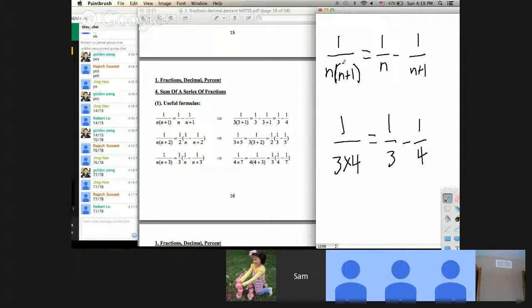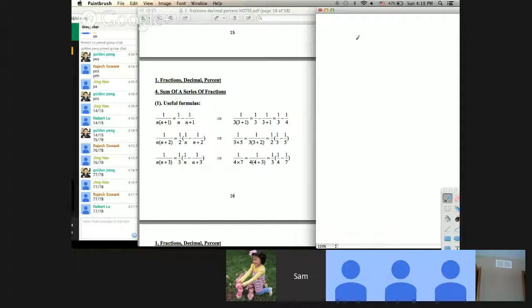So just memorize that if two consecutive numbers, n and n plus 1, so they're right next to each other, 1 over their product equals 1 over the smaller number minus 1 over the larger number. So like another example would be 1 over, let's say, 5 times 4.